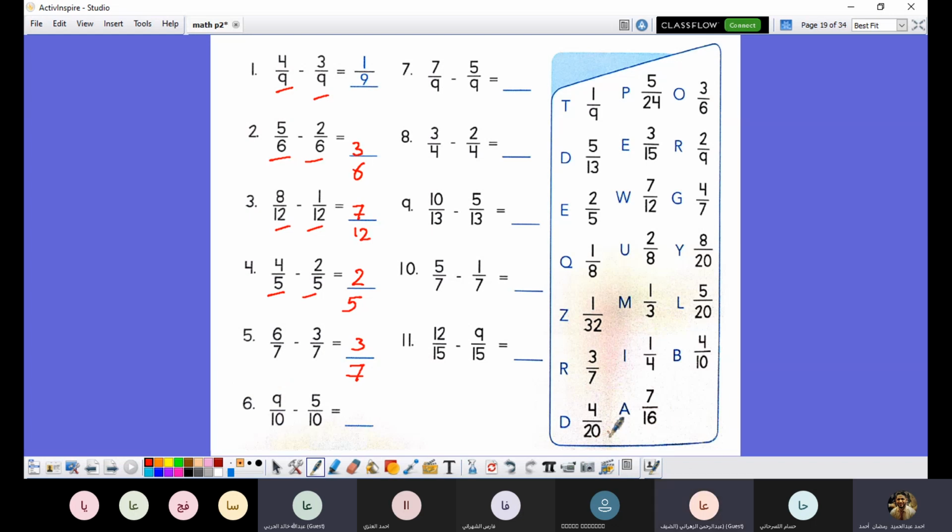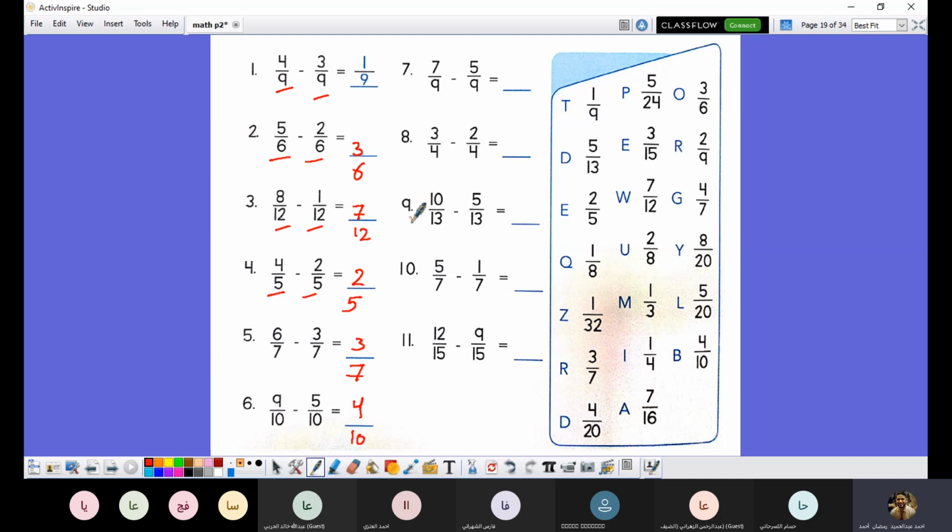Abdurrahman, help me in number 6. Yes, teacher. Number 6. 9 minus 5 equals 4 over 10. That's right. 9 minus 5 equals 4, over 10, because the denominator stays the same.